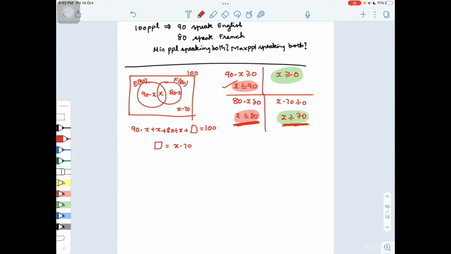X is greater than or equal to 70, because if X is greater than or equal to 70, the condition is satisfied, and automatically this other condition is satisfied. So it's enough if we take these two conditions.